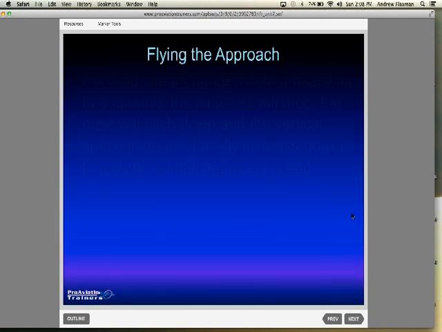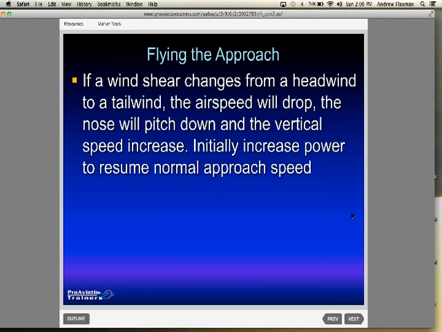Sometimes they're looking to fly you through the approach anyway. Continuing. So if wind shear changes from a headwind to a tailwind, the airspeed will drop, the nose will pitch down, and the vertical speed will increase. Initially increase the power to resume normal approach speed.